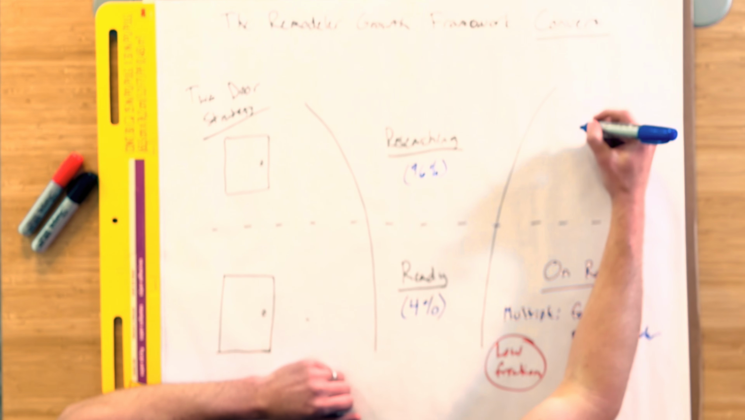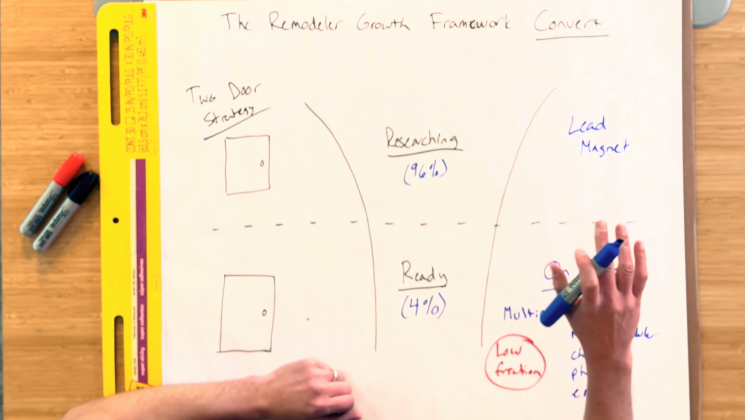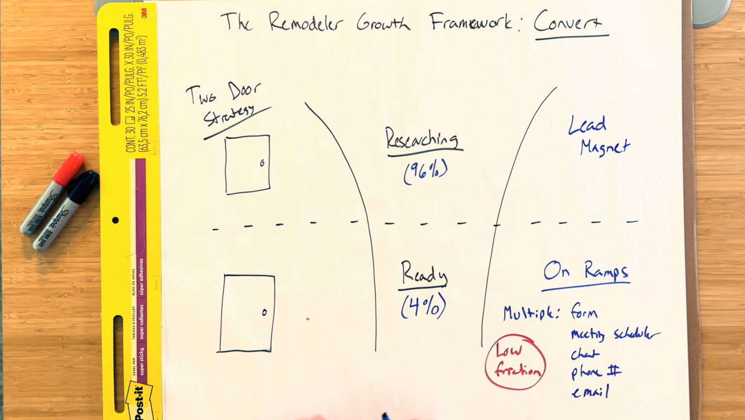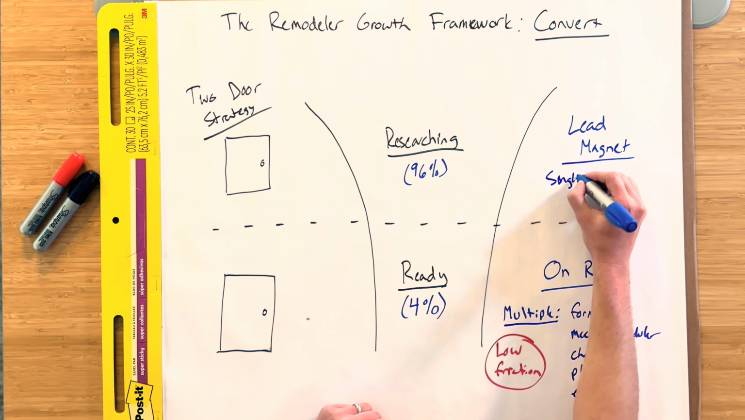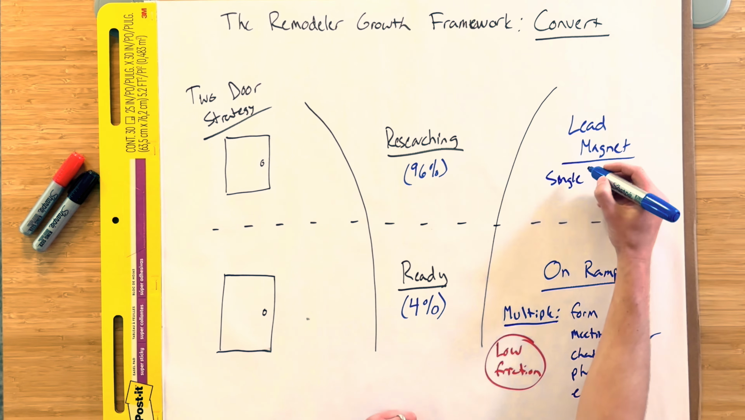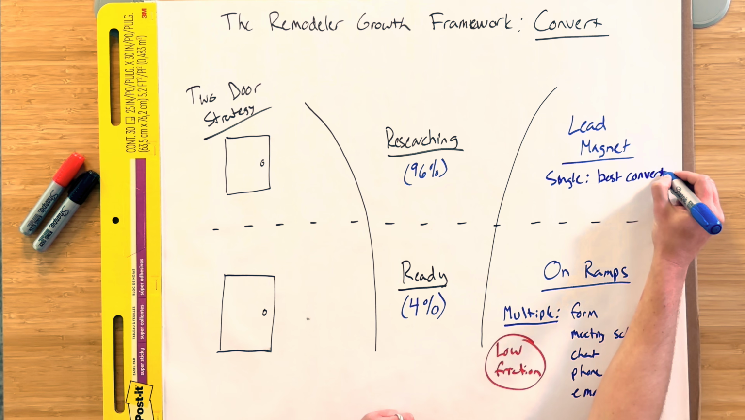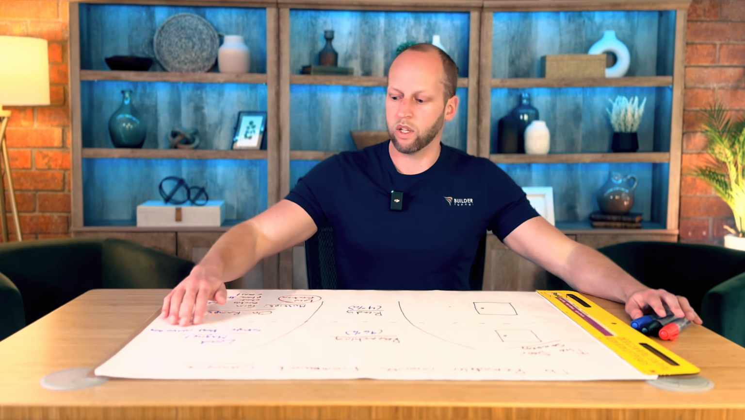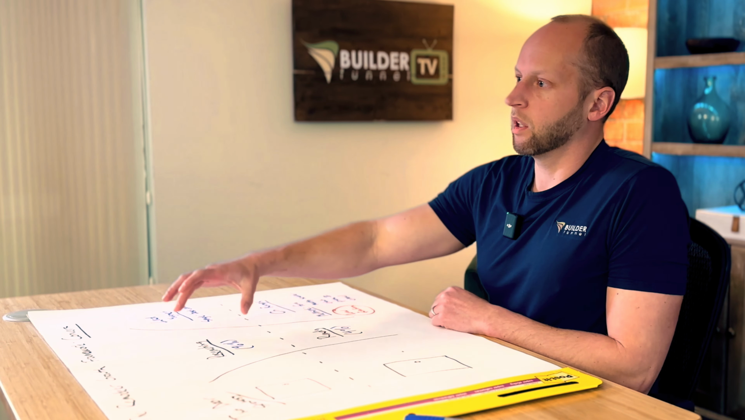And so we want to use a lead magnet. And that's just something of high value that we can use in exchange for an email address. And so here we talked about this being multiple, and over here we're going to use a single lead magnet. And we just want this to be the best converting. And so you may have to go through different tests to find out what is going to be our best converting lead magnet.